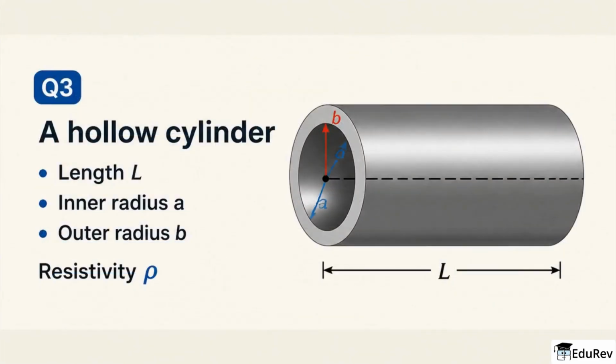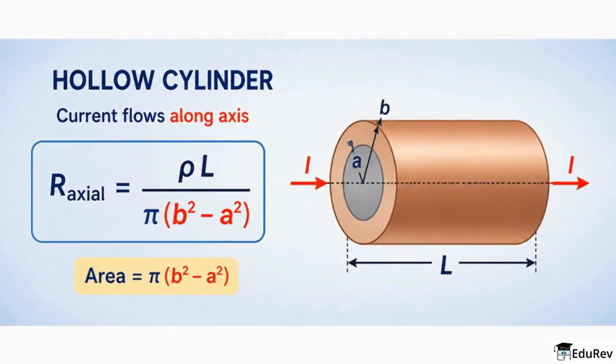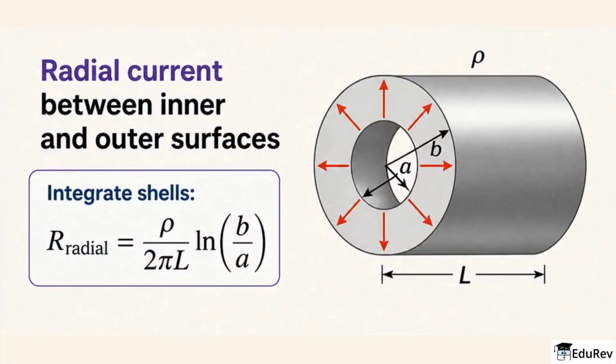Question number 3 is a hollow cylinder of length L, inner radius A and outer radius B, resistivity rho. If current flows along the axis, the area is pi times the quantity B squared minus A squared. So R axial equals rho times L divided by quantity pi times B squared minus A squared. If instead current flows radially outward between inner and outer surfaces, we integrate shells and get R radial equals rho divided by quantity 2 pi L times the natural log of B divided by A.